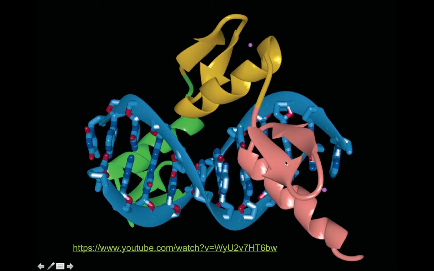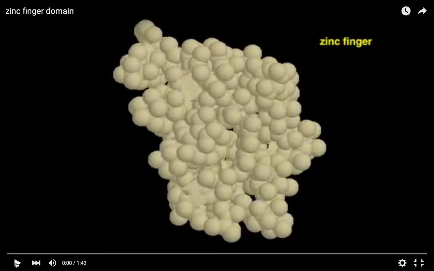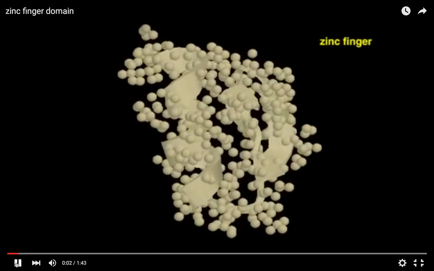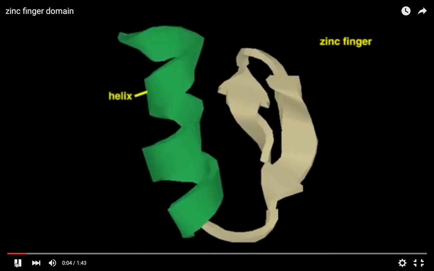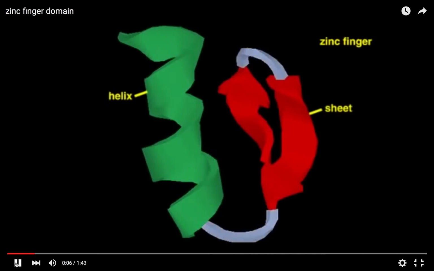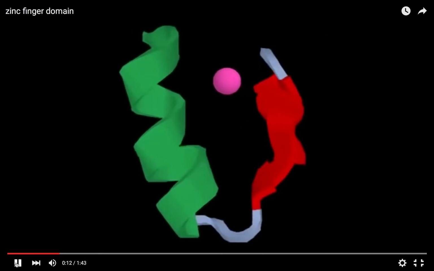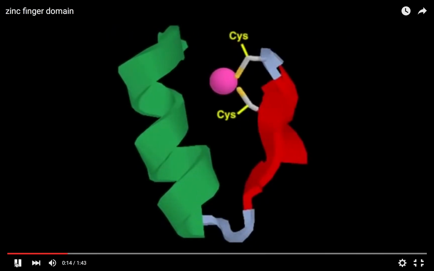Let's take a look at the zinc finger domains. Zinc finger domains are structural motifs used by a large class of DNA binding proteins. They use centrally coordinated zinc atoms as crucial structural elements. The zinc atom is coordinated by 2 cysteine residues from the beta sheet and 2 histidine residues from the alpha helix.